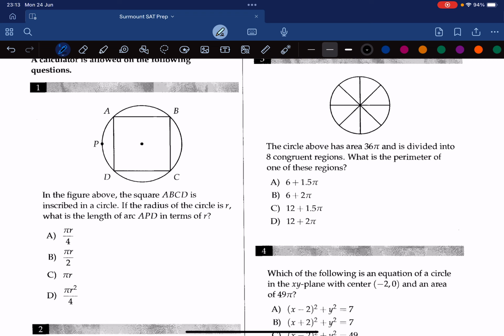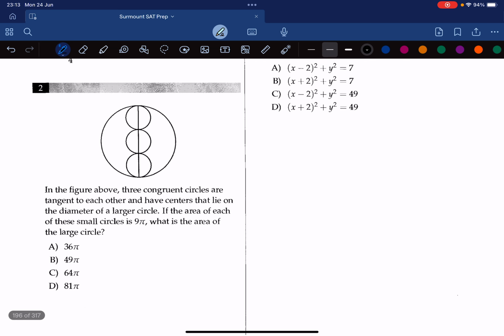The equation for the circumference of a circle is 2 pi r, so let's write that down. We know that the square divides the circle into 4 equal arcs, so there's 1, 2, 3, 4 here. All we need to do is find the length of arc APD. We can just divide the circumference by 4, so we'll get pi r over 2, so the answer is B.